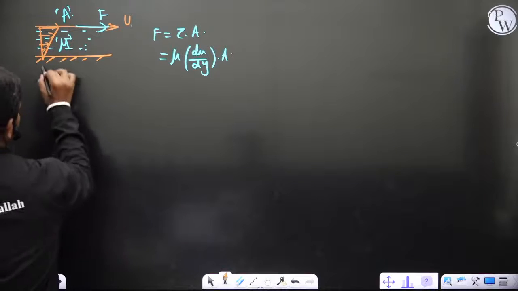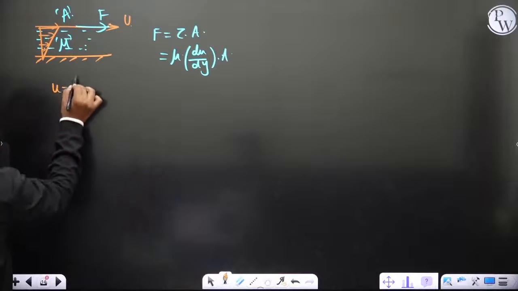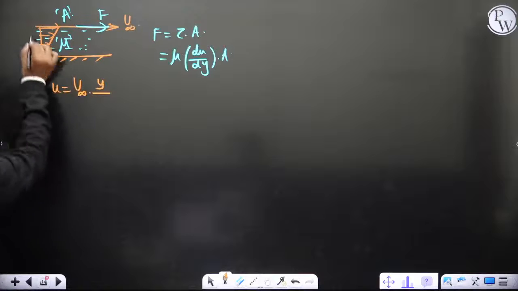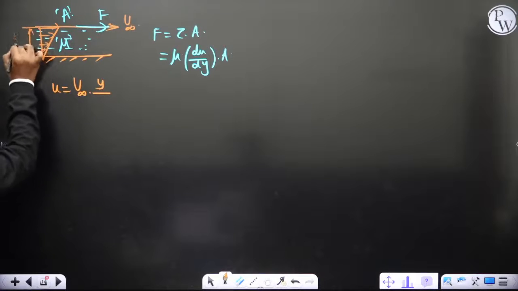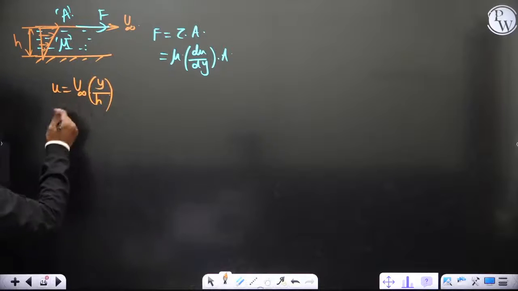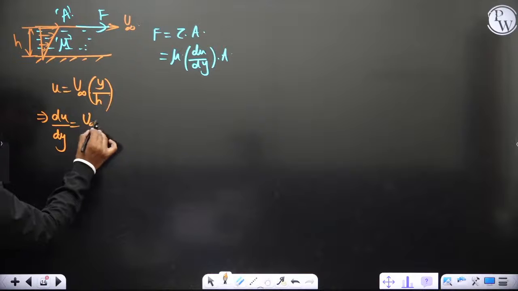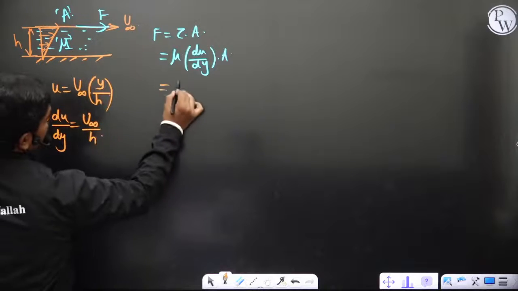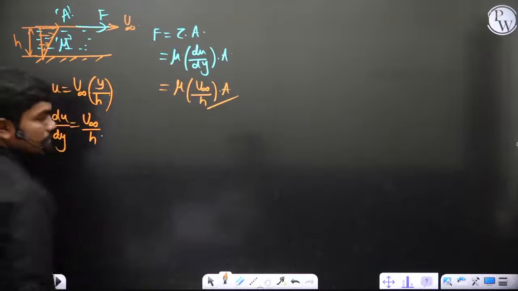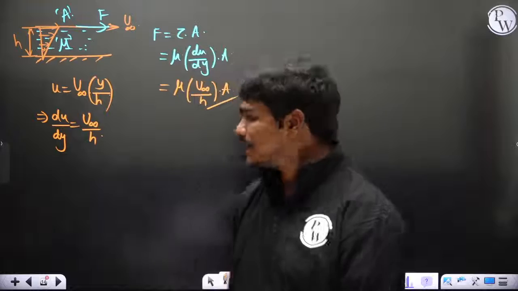Now let us suppose I give you this function, that velocity is only a function of y. Let u be equal to u infinity into y by h, where h is the gap. If you differentiate with respect to y, this gives you du by dy is equal to u infinity by h. There is no dependence on y, so F is mu into u infinity by h into area. Clear?